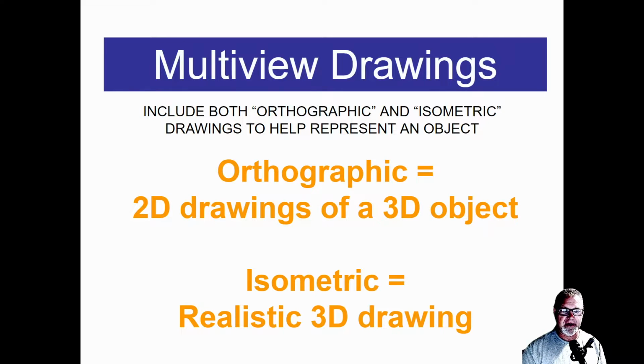And so you'll be doing both orthographic and isometric, fancy words that just mean: orthographic, 2D drawings of a 3D object. So you take a Hot Wheels car and you draw a flat side view. That's orthographic. Isometric is the 3D sketch or drawing of the object. So it's more realistic. It should look like the Hot Wheels car. So we'll be doing both in what's called a multi-view drawing.